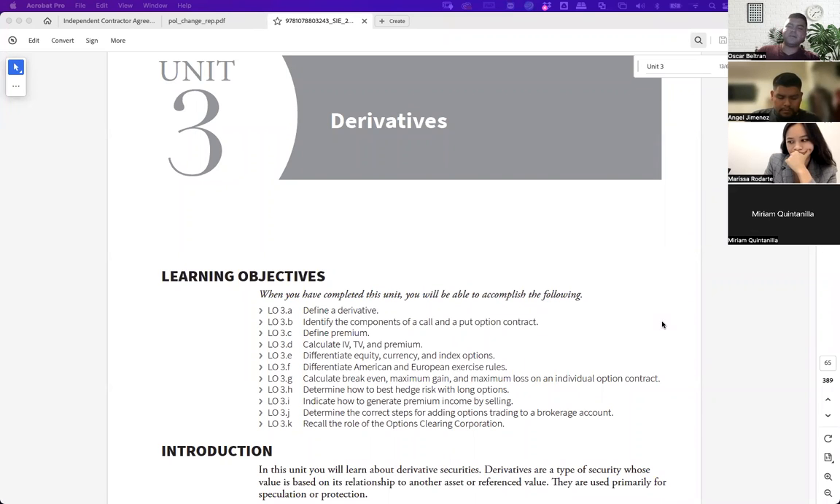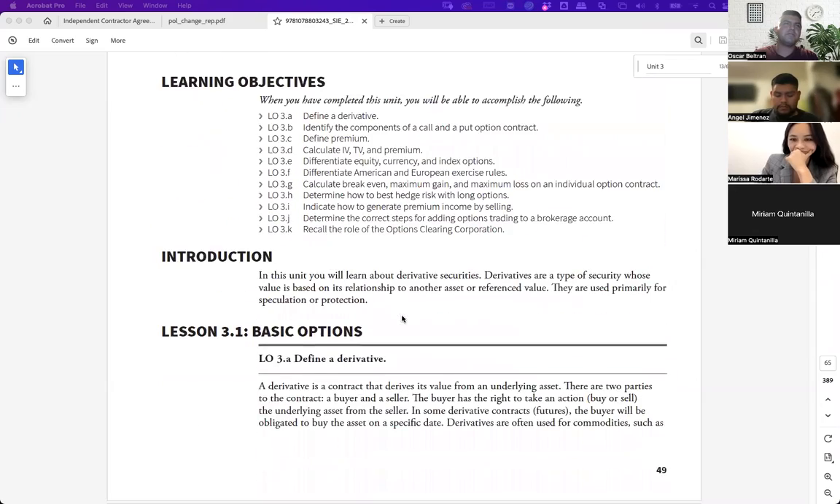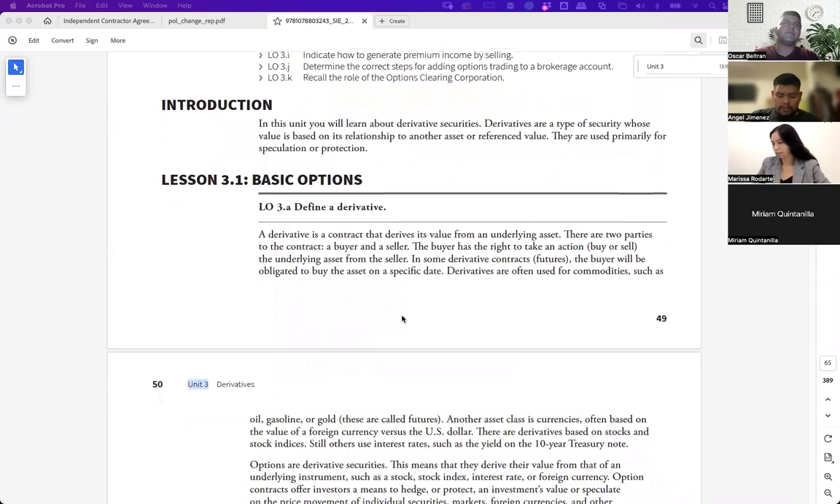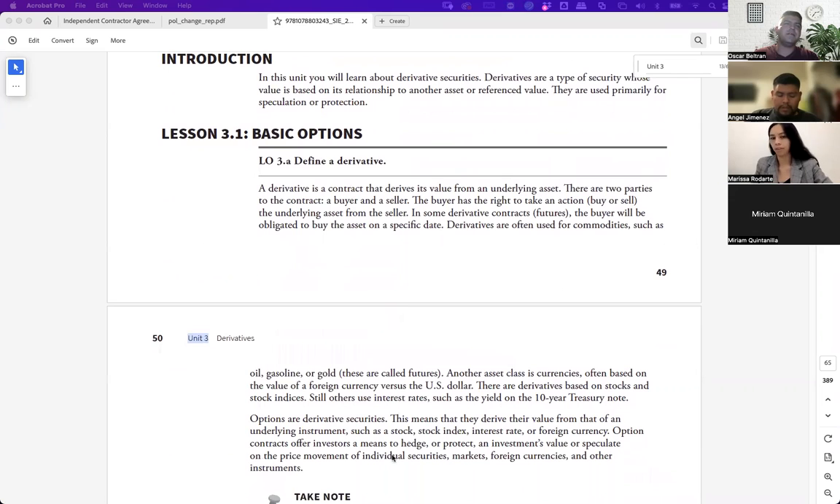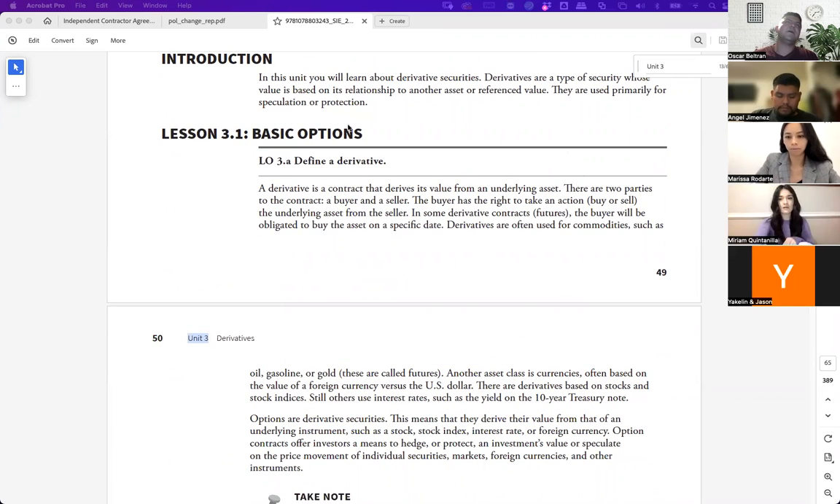All right, so today we're going to be talking about derivatives. And no, we're not talking about calculus. So let's keep on going here. All right, so for derivatives, I'll be honest, it's another name for options. Derivatives is interchangeable between this and that.